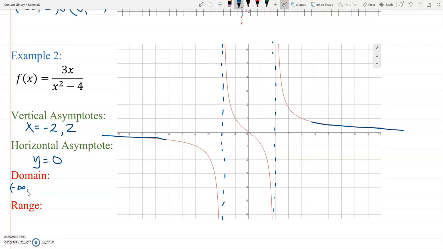Okay, so the left part is negative infinity to negative 2. Does not include negative 2 because it's an asymptote and it will never touch it. Okay? Union negative 2 to positive 2. That's my middle part. Okay? Union 2 to positive infinity. So just left to right for my domain. I'm talking negative infinity to negative 2, and then this middle section is negative 2 to positive 2, and then the right section is 2 to positive infinity.